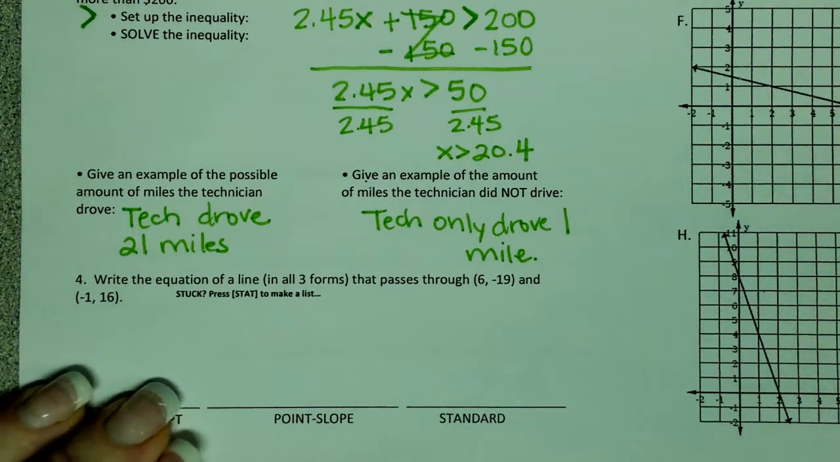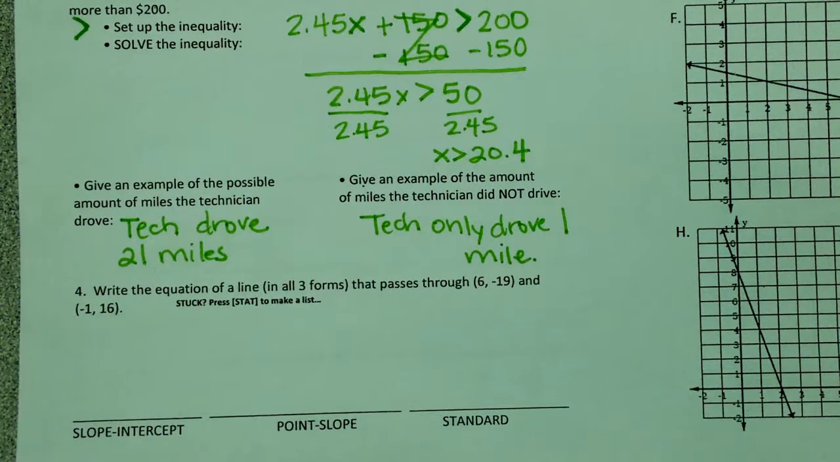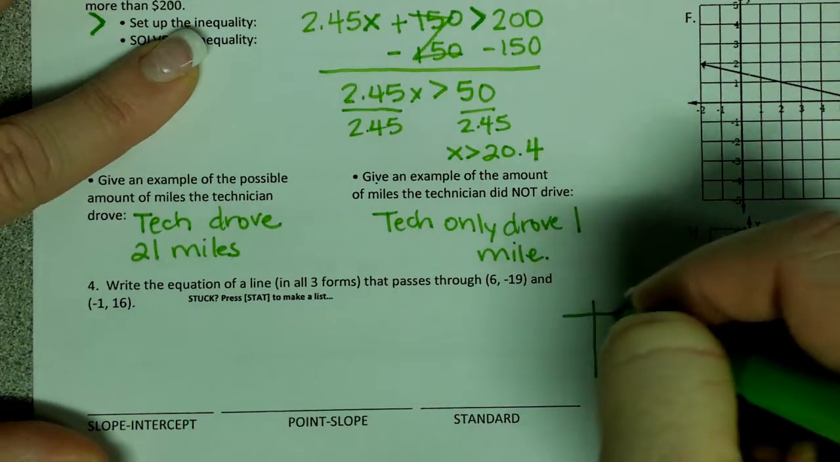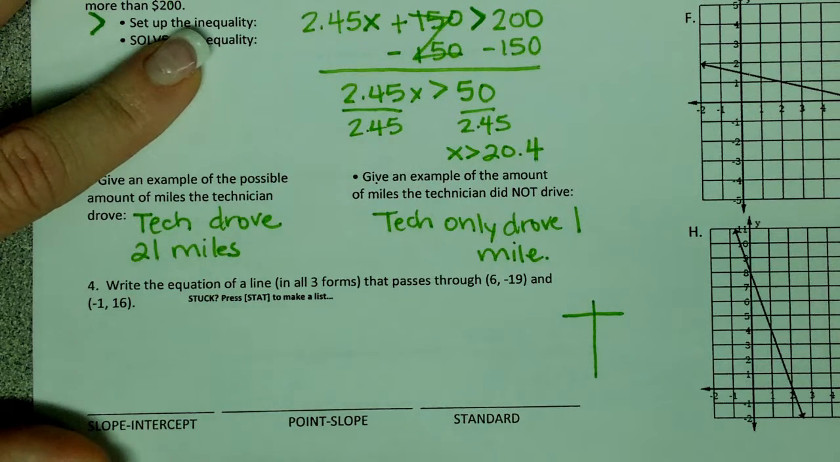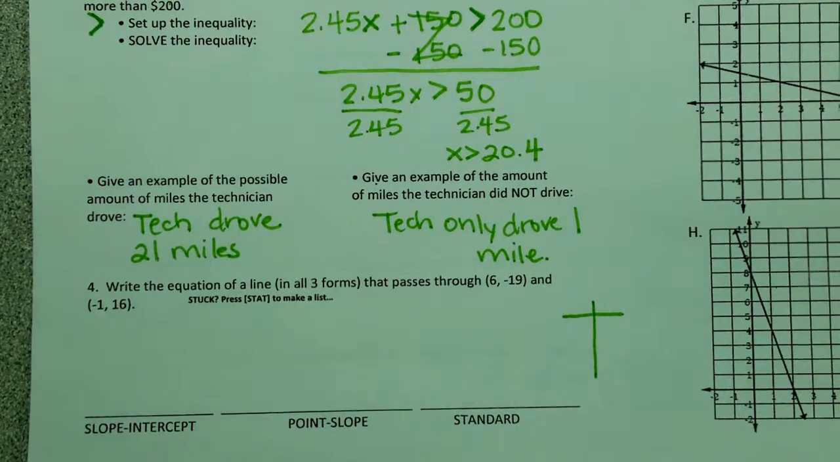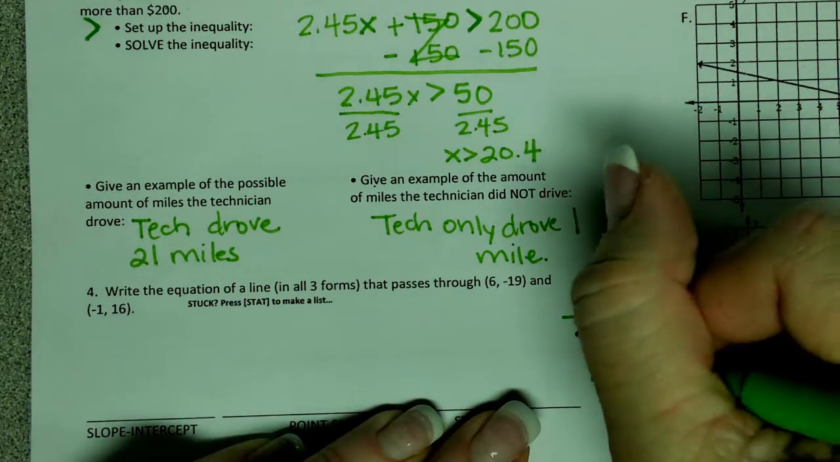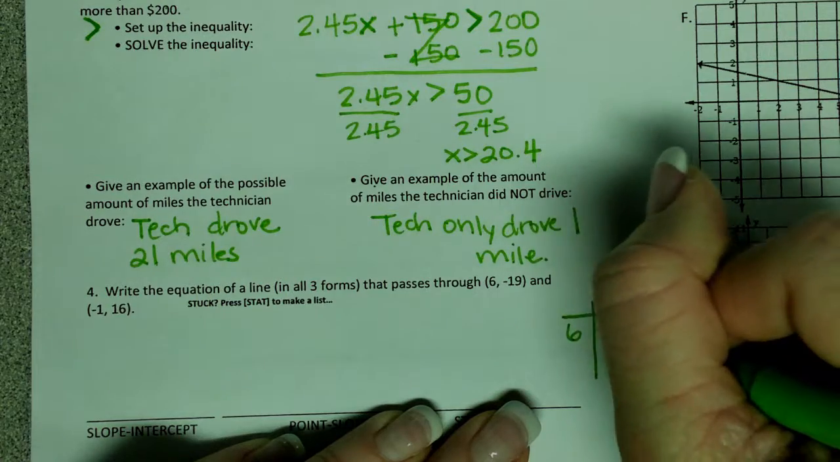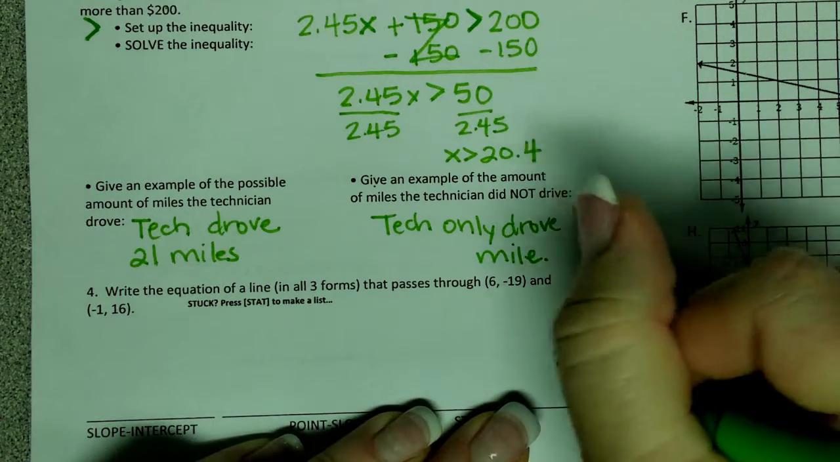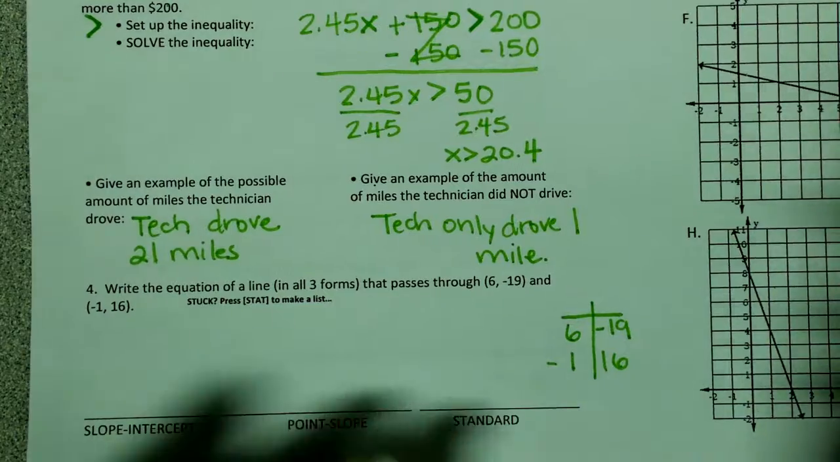Okay, number 4 says, write the equation of a line in all 3 forms that passes through (6, negative 19) and (negative 1, 16). So Nehemiah, the first thing I'm going to do, because I was given 2 points, is set up a table, right? Because I need to know what's going to be contained in all these. I'm going to have my slope. So I would have 6, negative 19, and negative 1, 16.